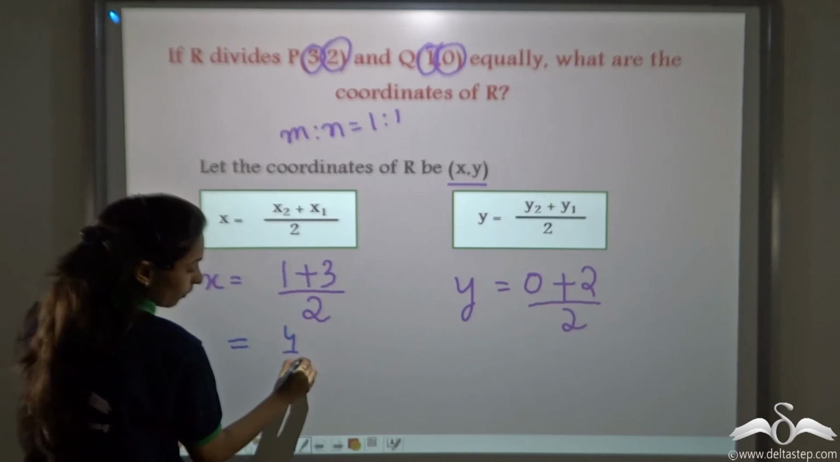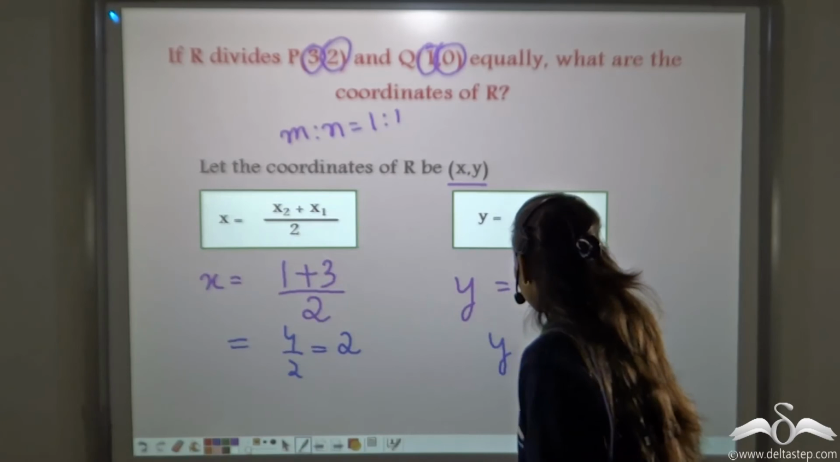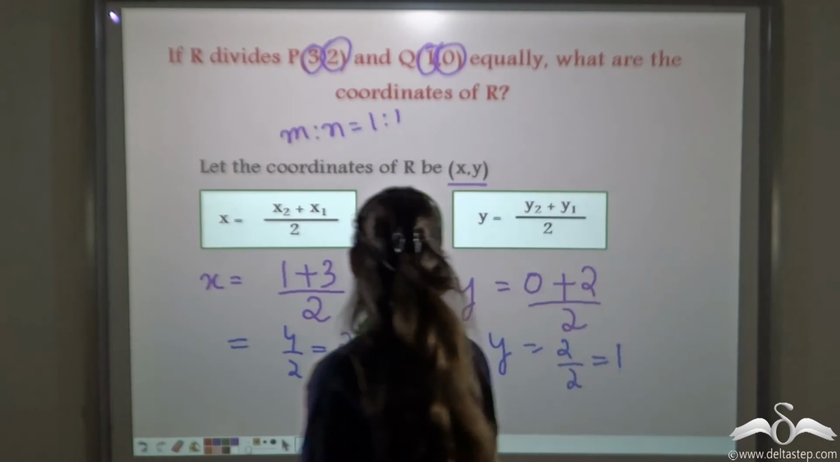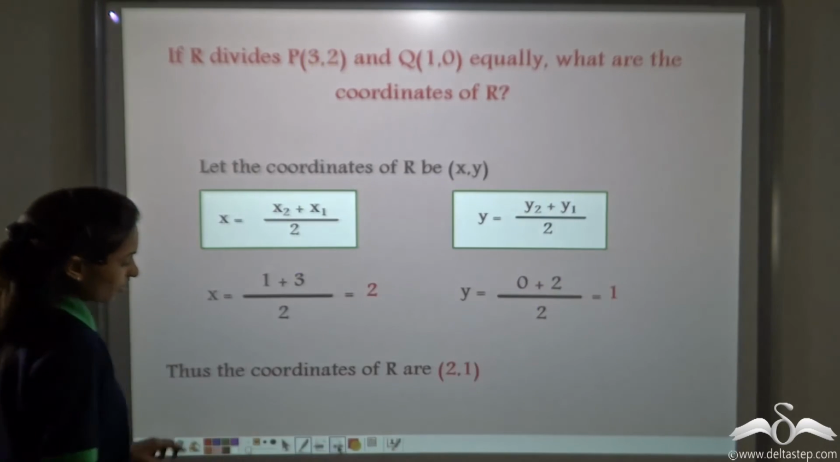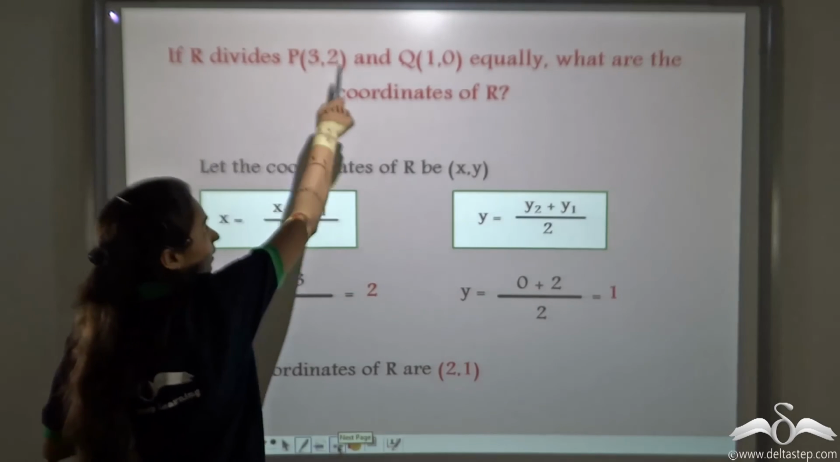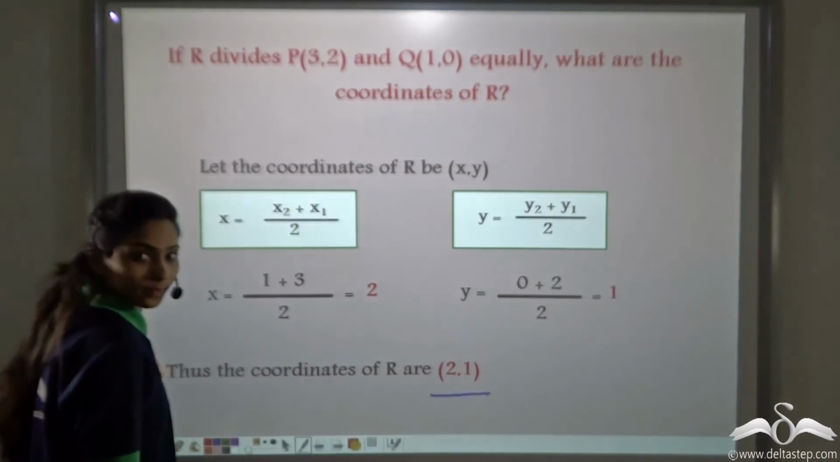Let's solve these two. 3 plus 1 is 4, by 2 gives us 2, and y is 2 by 2 which gives us 1. So we got the coordinates of R. So suppose this R divides P and Q equally, then the coordinates of R will be (2, 1).